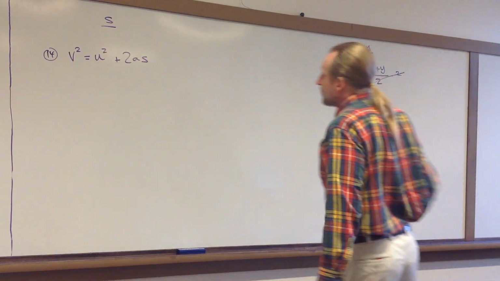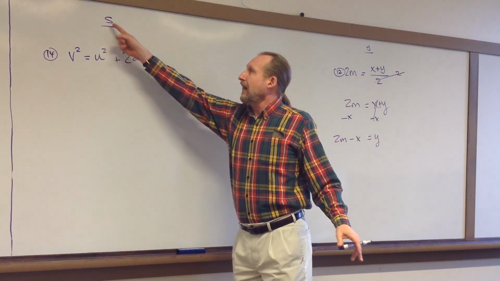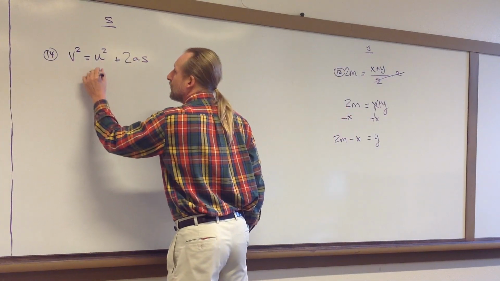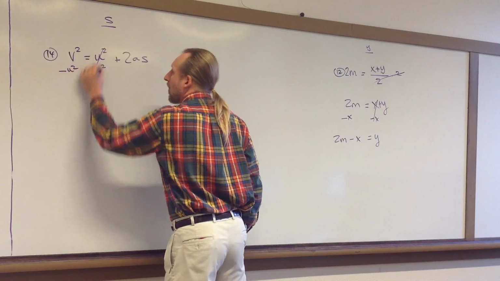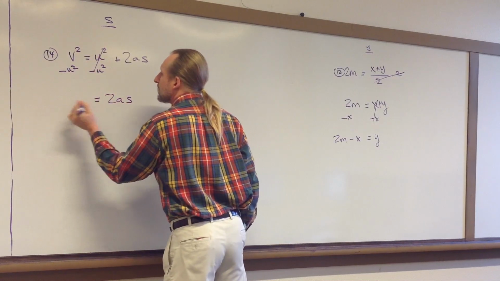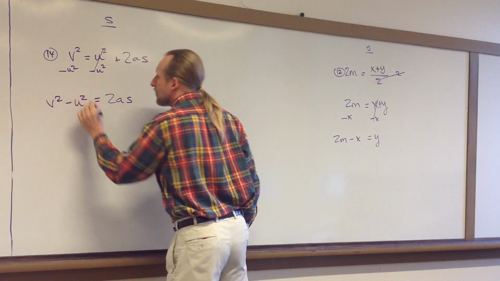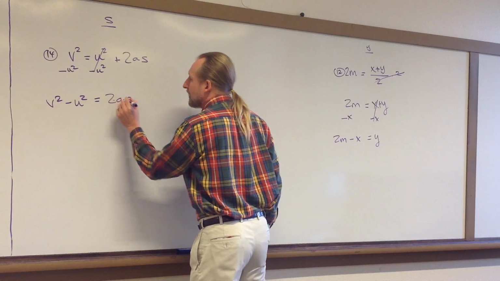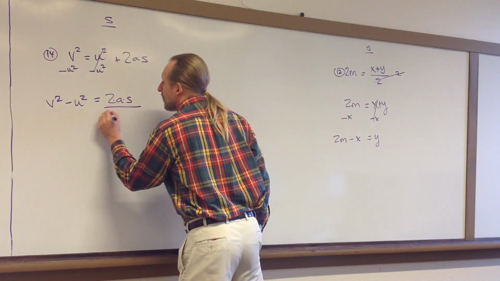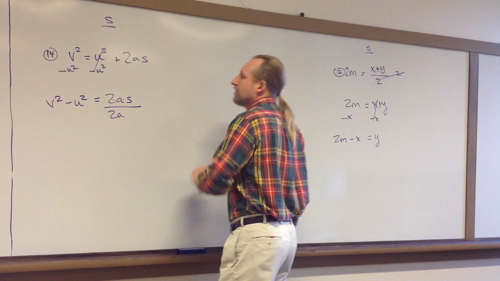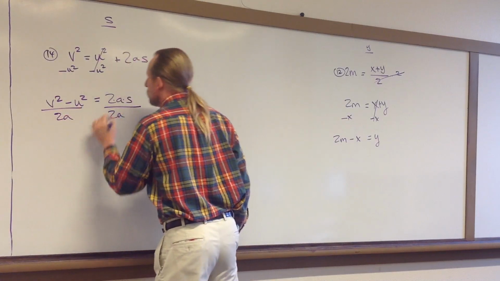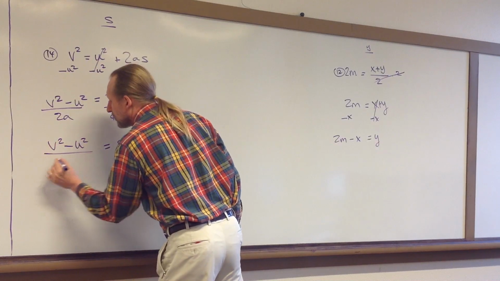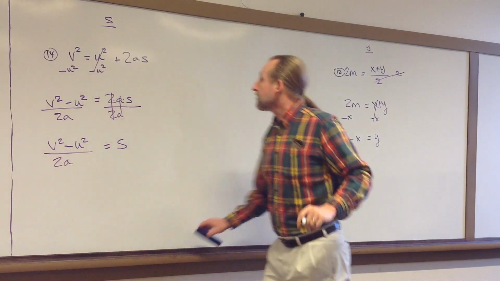Okay, so first thing is we want to get the term that has the variable we're interested in by itself. So that means this is going to move to the other side. So then we'll have 2as equals v squared minus u squared. Now, this is all multiplication here, right? Everything's getting multiplied. So we can divide by everything that's not the variable that we're interested in. 2a. So s is going to be v squared minus u squared over 2a.